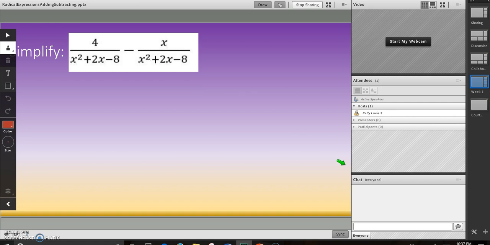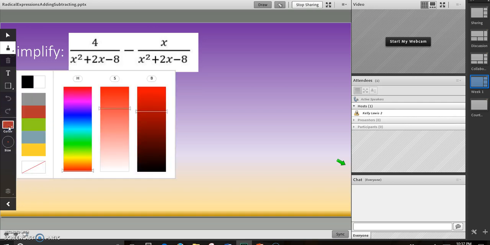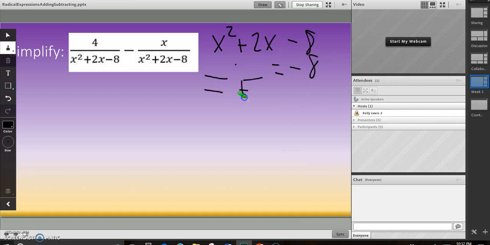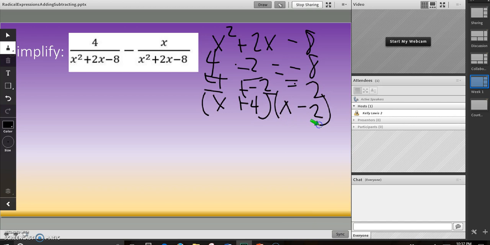Okay, so here on the bottom, x squared plus 2x minus 8. We need to figure out what multiplies to give us negative 8 and adds to give us 2. So 4 and 2. 2 is positive, so the 4 is positive, so negative 2. 4 times negative 2 is negative 8. 4 plus negative 2 is 2. So this is really x plus 4, x minus 2.